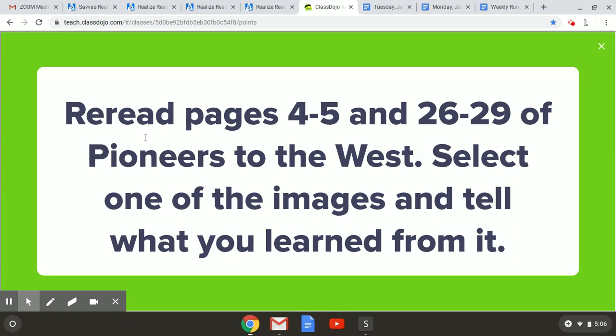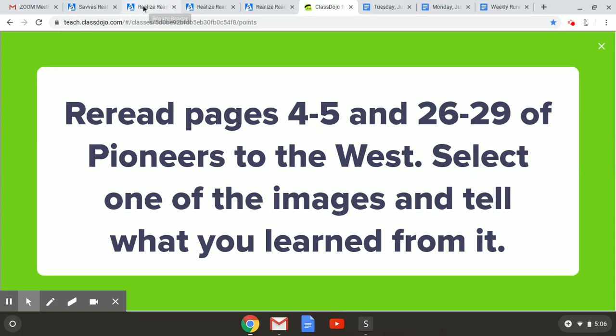Our focus question as we read today is, when we read these pages of Pioneers to the West, select one of the images and tell what you learned from it. Images just means pictures. So we're going to be choosing a picture on one of these pages, and we're going to be telling what we learned from that picture. Now, keep in mind, there's no one correct image to choose. You can choose whichever of the pictures or images you'd like, but make sure you tell what page the image is on, and then make sure you tell what you learned from it.